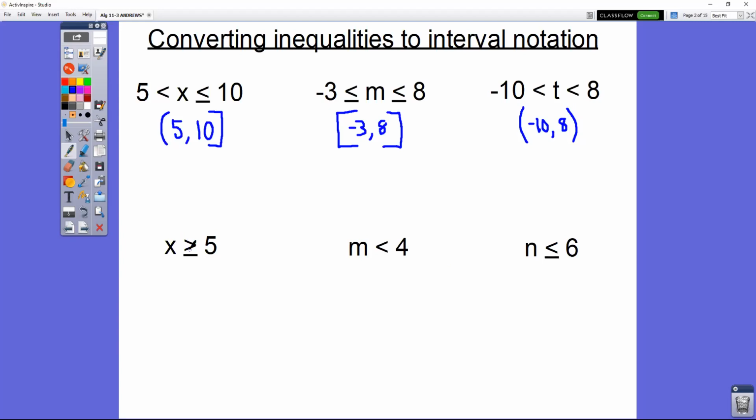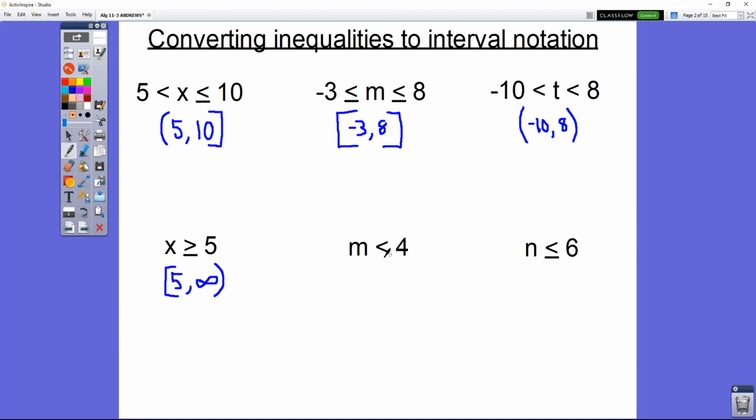In these ones, x is greater than or equal to 5. Now think about that. If we want all the numbers that are bigger than or equal to 5, that means we're starting at 5. It includes 5 because of the "or equal to." And then we're getting bigger and bigger and bigger. When do we stop? We don't. So it keeps on going until it gets to infinity. It never ends. Anytime that you use infinity, it's always a round parenthesis. That is super, super important.